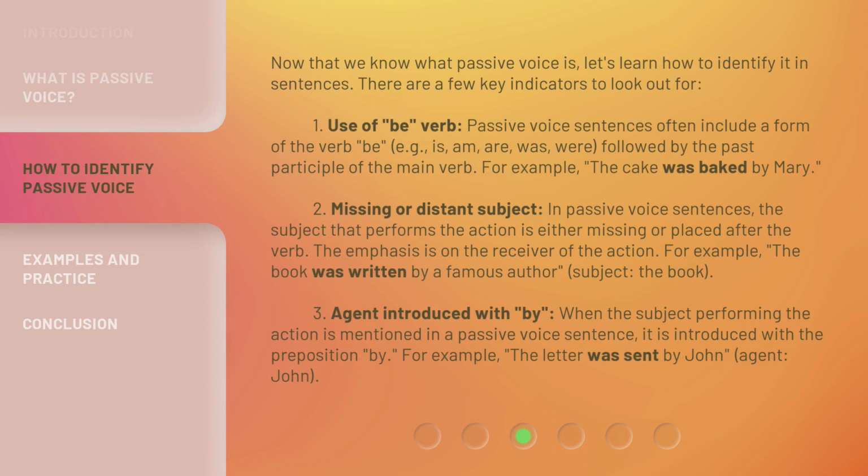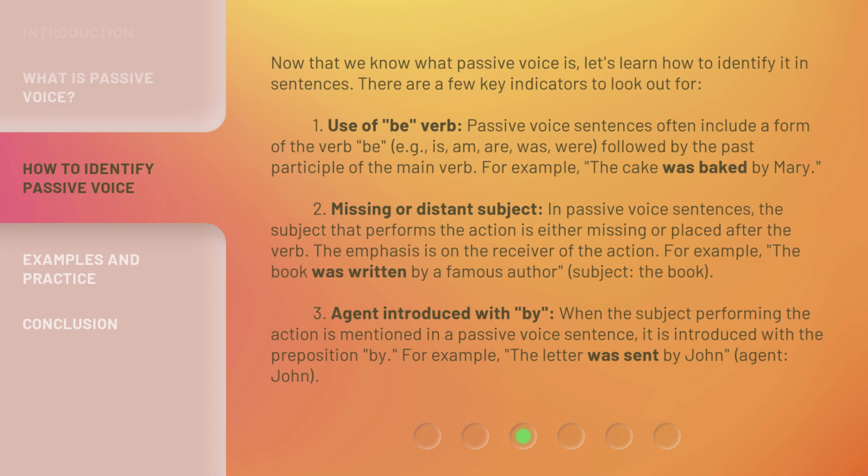Now that we know what passive voice is, let's learn how to identify it in sentences. There are a few key indicators to look out for. 1. Use of be verb. Passive voice sentences often include a form of the verb be, e.g., is, am, are, was, were, followed by the past participle of the main verb. For example, the cake was baked by Mary.